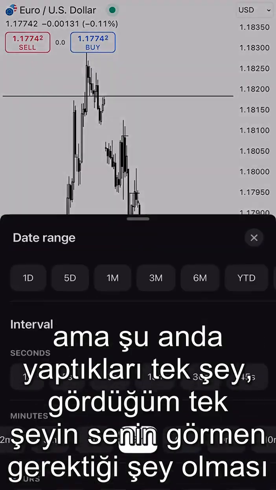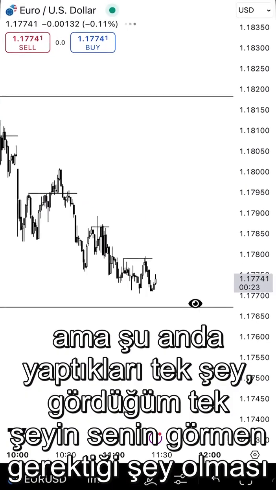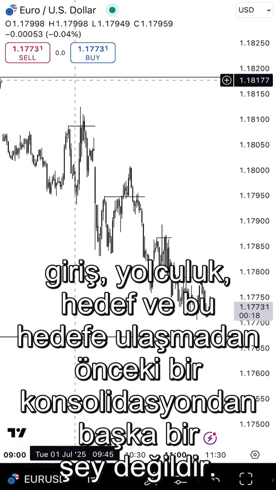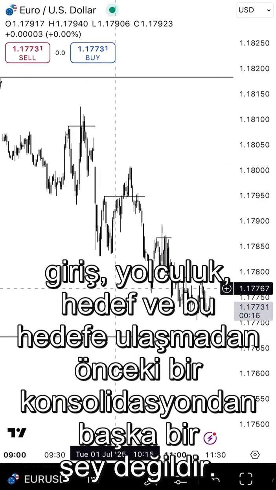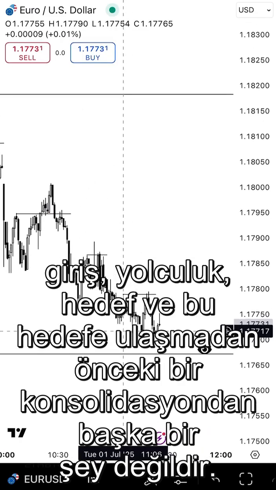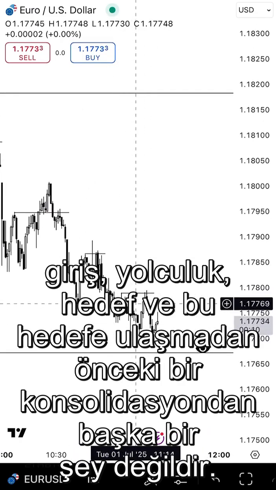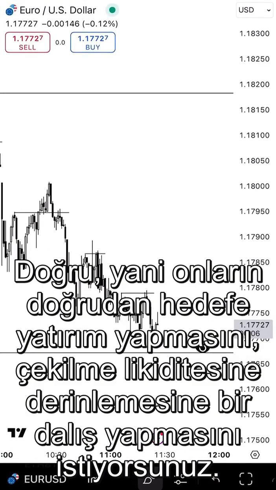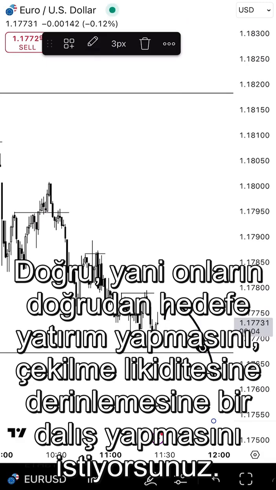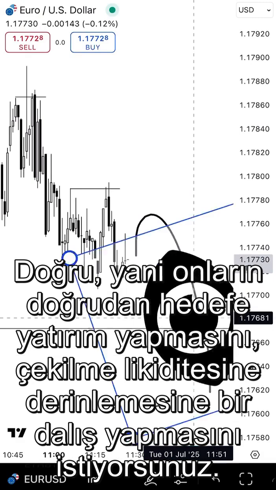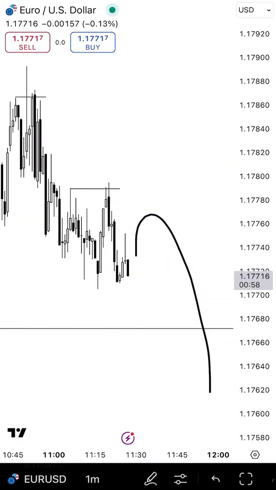But all they're doing right now, all you're supposed to see, is entry, journey, target, and this is nothing more than a consolidation before dumping into the target. Right, so you want to see them dump straight into the target. A deep dive into the draw on liquidity.